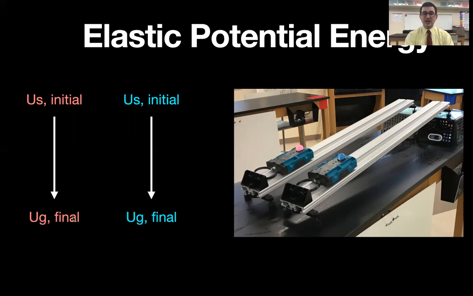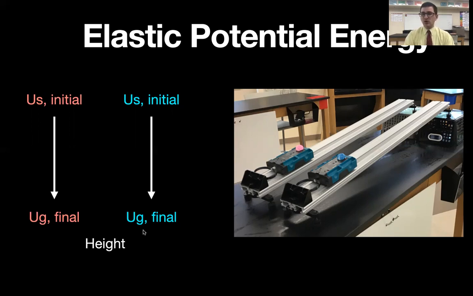And for us to be able to say that the gravitational potential energies are the same at the end, that would mean that their mass and their height would have to be the same. So because their masses are identical to begin with, we have to find a certain amount that we need to push the springs back in order for their height at the end to be the same. And then we can say that the gravitational potential energy is the same at the end, therefore the elastic potential energy, or spring potential energy, was the same at the beginning.